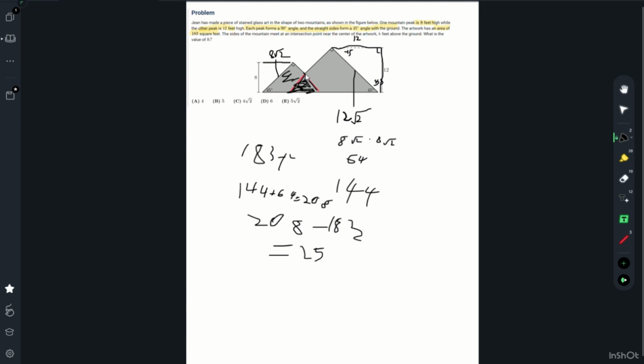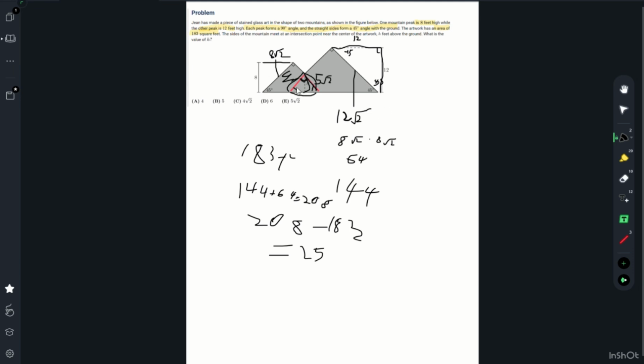We can figure out that these two sides are 5 square root 2, since this is 90 degrees, and this angle is 45. So basically, we know that this is 5 square root 2 and 5 square root 2, and we are just trying to find this and h.